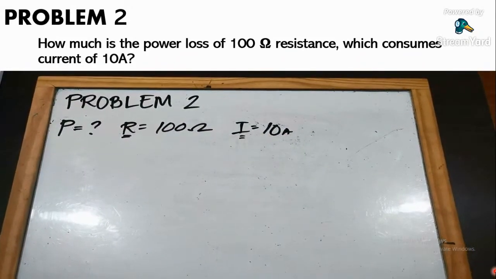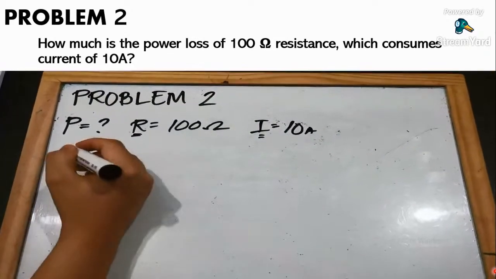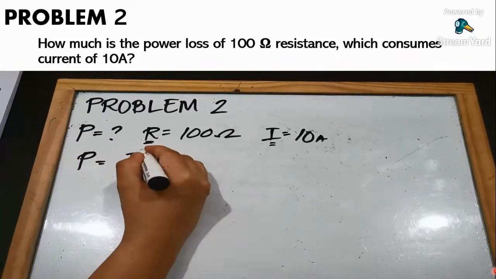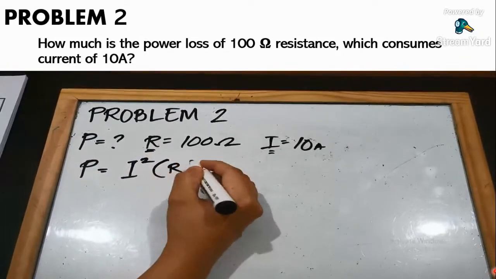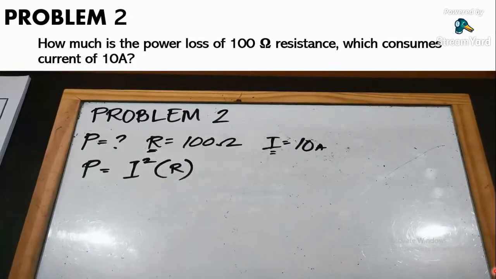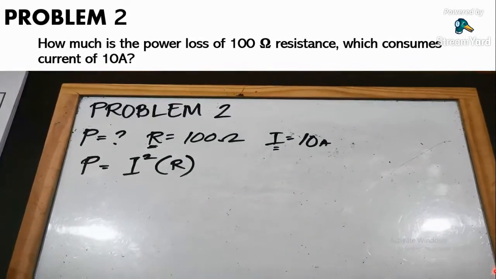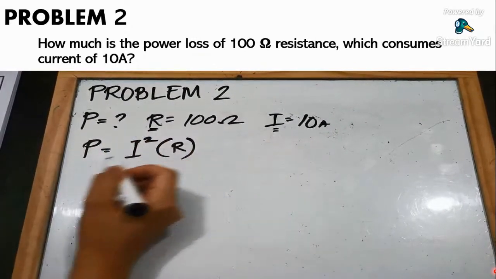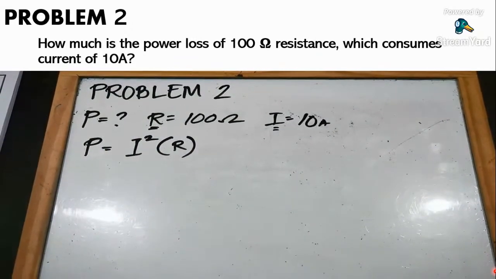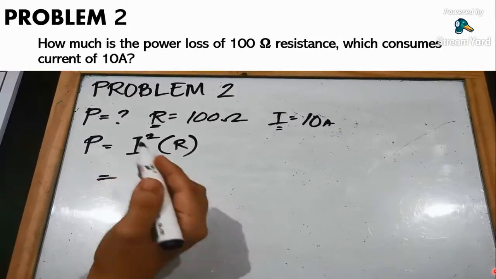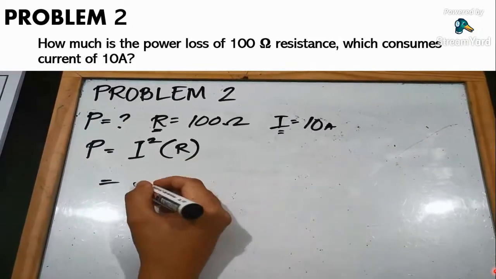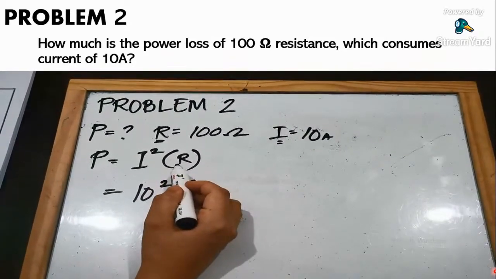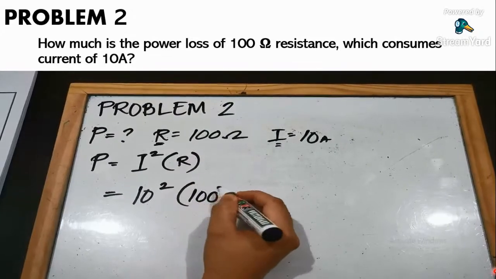Now, ang given natin is resistance and current naman. So, ano yung gagamitin natin na formula? Of course, power is equal to current raised to 2 multiplied by the resistance. So, yung formula natin, nakadepende yan dun sa given natin. Nag-iiba-iba yan. Since ang given natin is resistance at current, ito yung formula ang gagamitin natin. Next thing, substitute the given. Current is 10 amperes, so 10 raised to 2, and then multiplied by the resistance, that is 100.